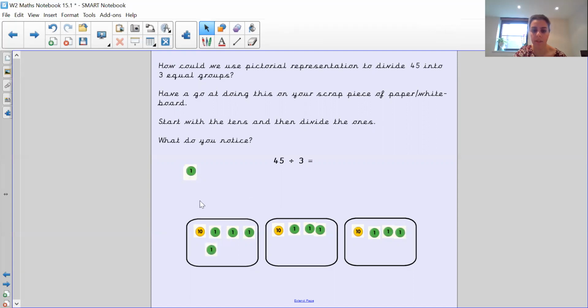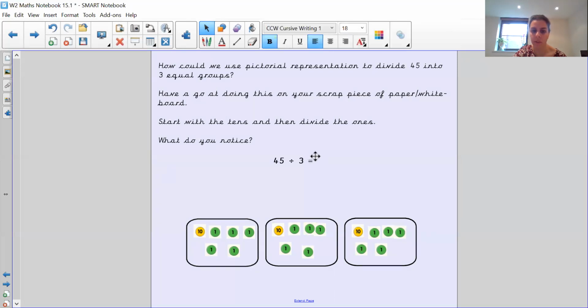1. So that's all our 10s there now. And now we've got a 5 to divide. 1, 2, 3, 4, 5. Let's just check that it's all equal. They've all got 1 ten and they've all got 5 ones in them. Fantastic. So now I look at how many is in one box. Got 1 ten and 1, 2, 3, 4, 5. So my answer for 45 divided by 3 is 15.